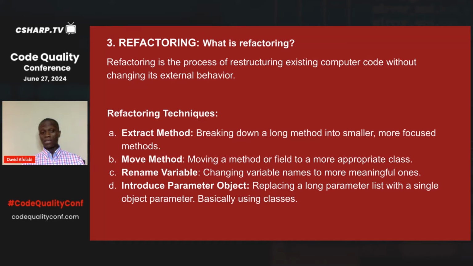the next would be, how do we now refactor, having understood how to identify those? The approach is basically refactoring, which is the process of restructuring existing code without changing its external behavior. That is not necessarily modifying the functionality that the code was built to perform. And so what are the refactoring techniques? We have, for instance, extract method. That is the breaking down of a long method into smaller, more focused methods.